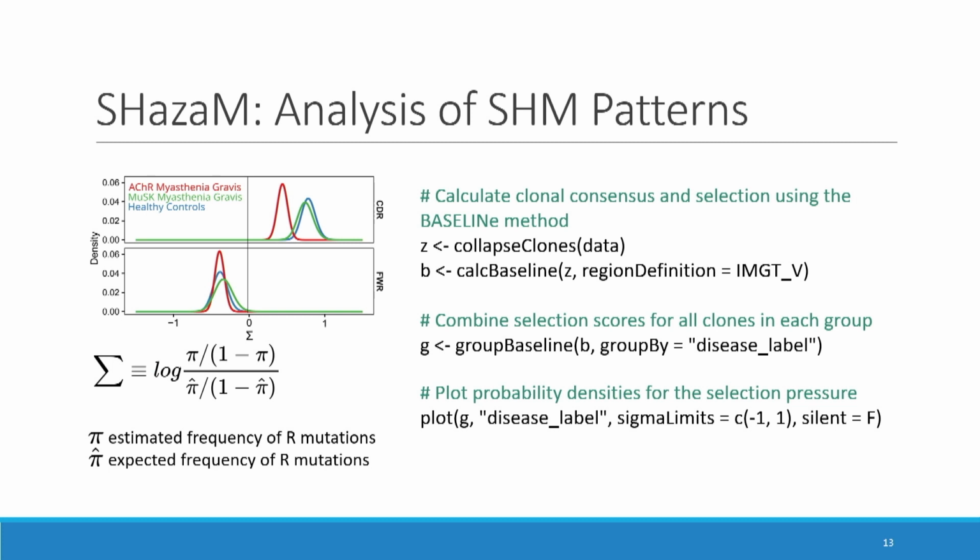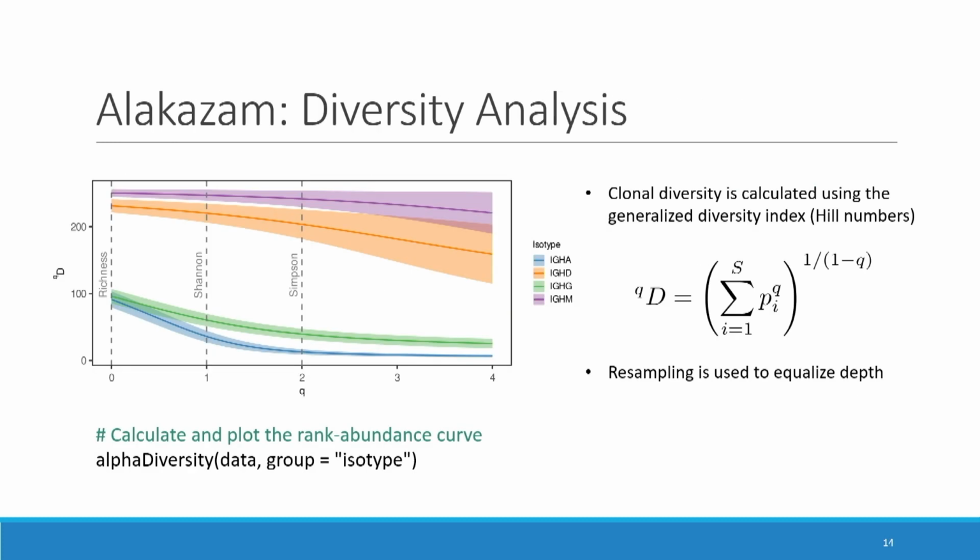We also support methods for looking at selection. It's common to compare the replacement and silent mutation frequency to find evidence of selection. If you have more replacements than expected, then that's evidence of positive selection. So we have the BASELINe method, where you can make those inferences about selection that incorporate background models of hot spots and cold spots, which is really important for doing those kinds of calculations.